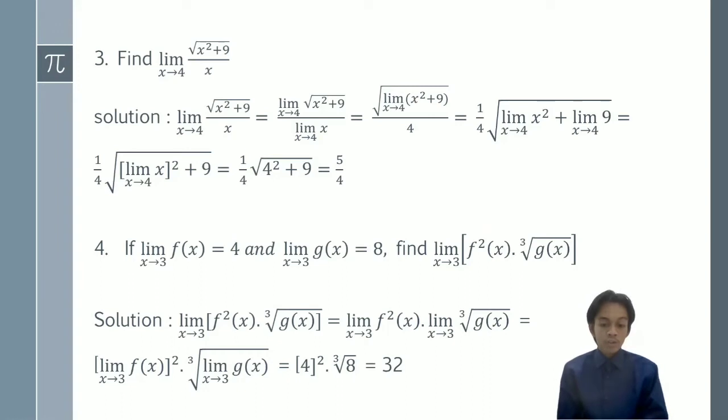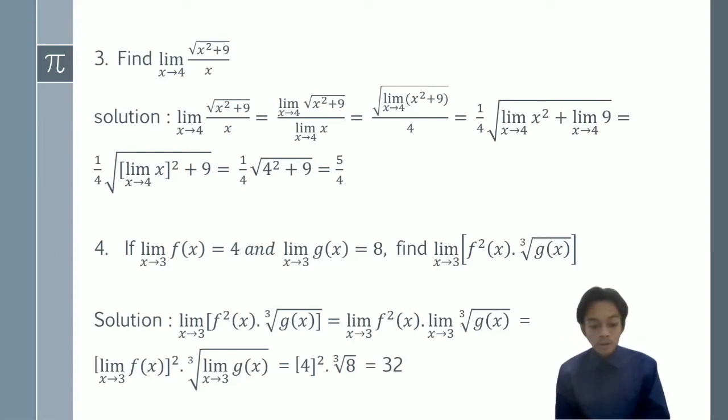Next, we can use theorems number 9 and 2 to get the square root of the limit of x squared plus 9 as x approaches 4, over 4. Next, we can use theorem number 4 to get 1/4 times the square root of the limit of x squared as x approaches 4 plus the limit of 9 as x approaches 4.